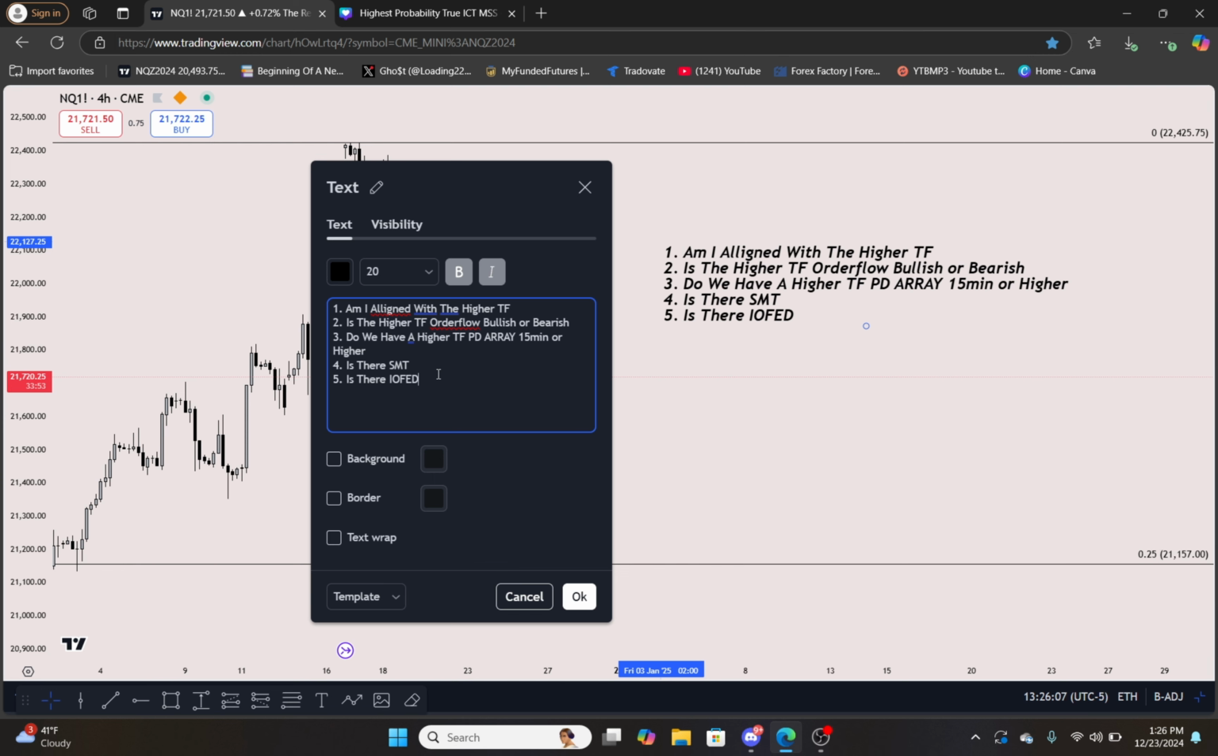So, am I aligned with the higher time frame? Is the higher time frame order flow bullish or bearish? Do we have a higher time frame PD array, 15-minute or higher? And is there SMT and is there an IOFED? Those are the 5 most important things I'm looking for. Is there SMT? Is there an institutional order flow entry drill? Do we have a higher time frame PD array, 15-minute or higher? Is the higher time frame order flow bullish or bearish? And am I aligned with the higher time frame?